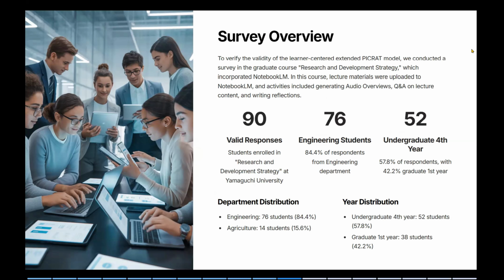Students were from Yamaguchi University. They took a course called Research and Development Strategy. In this course, they used Google Notebook LM. They uploaded the lecture material to Notebook LM. They listened to the audio overview from the materials. They asked questions to the AI, and then they wrote reflections about their learning.